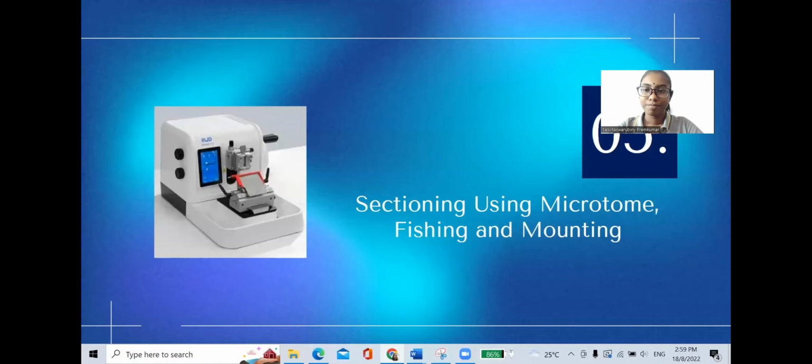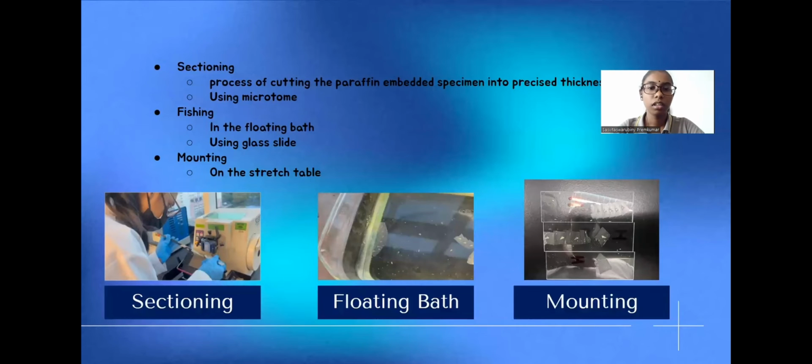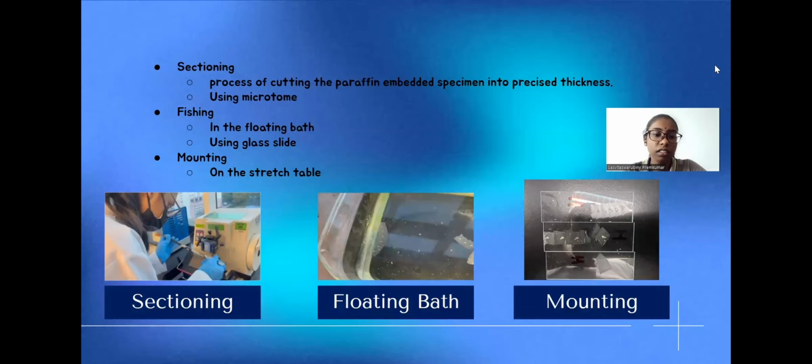Thank you, Ashmita. I'll be presenting on the fifth step under the histological techniques, which are sectioning using a microtome, fishing, and also mounting. Sectioning is the process of cutting the paraffin-embedded specimen into precise thickness. It is done using a microtome. As you can see on the left-hand corner of the picture, we have used a rotary microtome in the sectioning process.